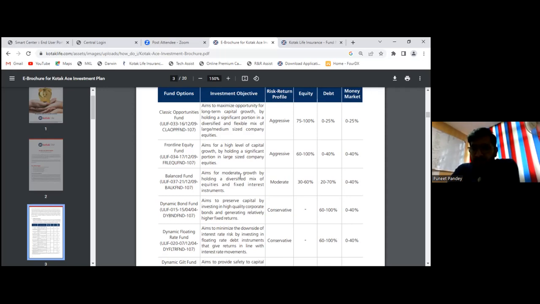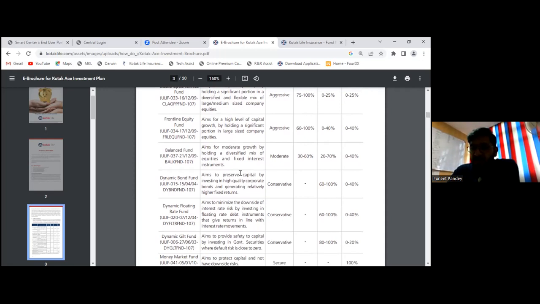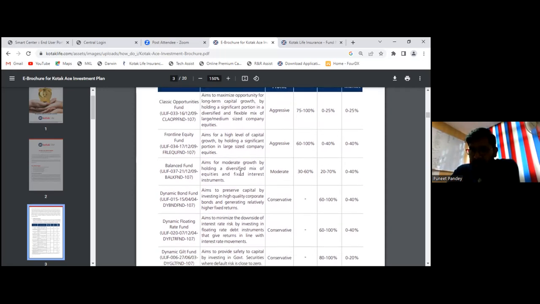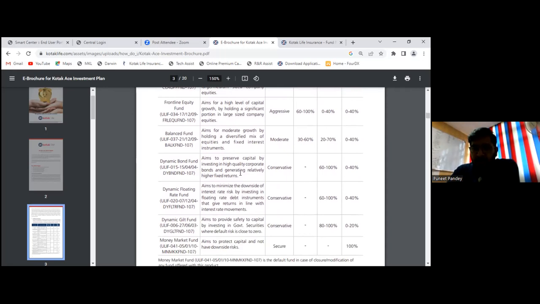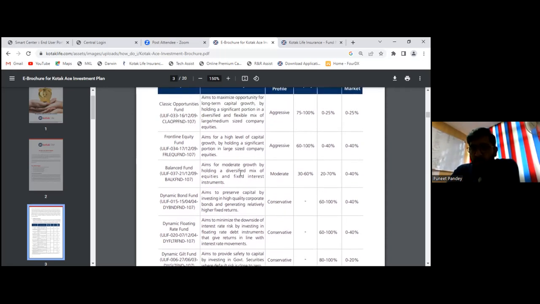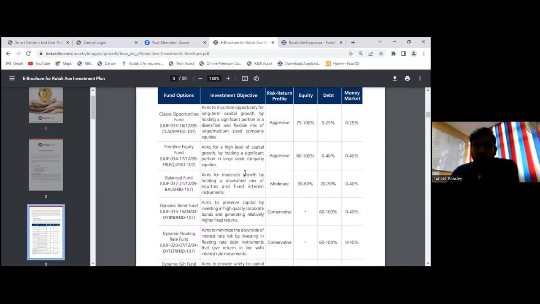Then debt it is 60-40, money market 40. So in dynamic bond fund, there is no equity investment. Dynamic floating rate fund, it is again debt fund and money market. Then comes to dynamic gilt fund, it is 80-20, debt market and money market. So if you want to put money and see good returns, then first this one, classic opportunity and frontline equity are the best options to put the money.